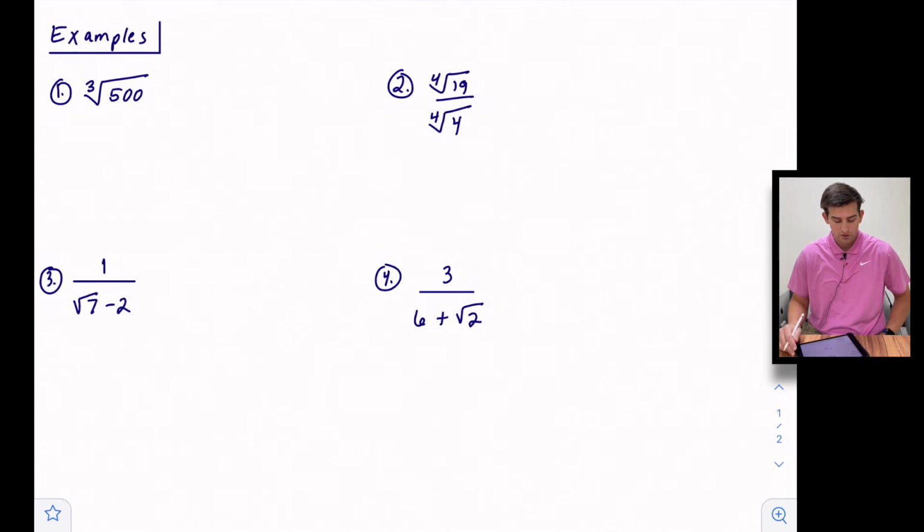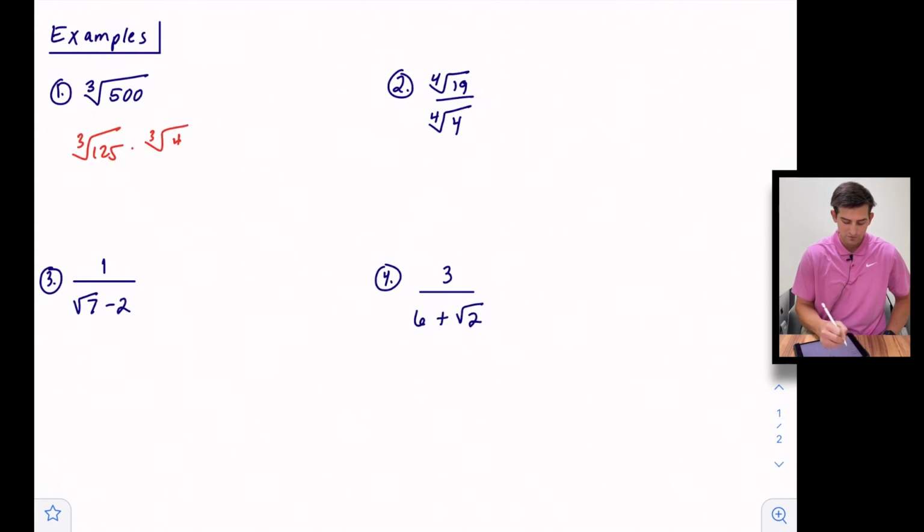For number 1, we have the cube root of 500. One thing we want to make sure of: does 500 have any perfect cube factors? If we think about the factors of 500, 125 is a factor of 500. Why am I saying 125? Because 125 is a perfect cube. So we could rewrite this as the cube root of 125 times the cube root of 4, because 125 times 4 gives us 500. Now the cube root of 125 is 5, and we can write this as 5 cube root of 4.